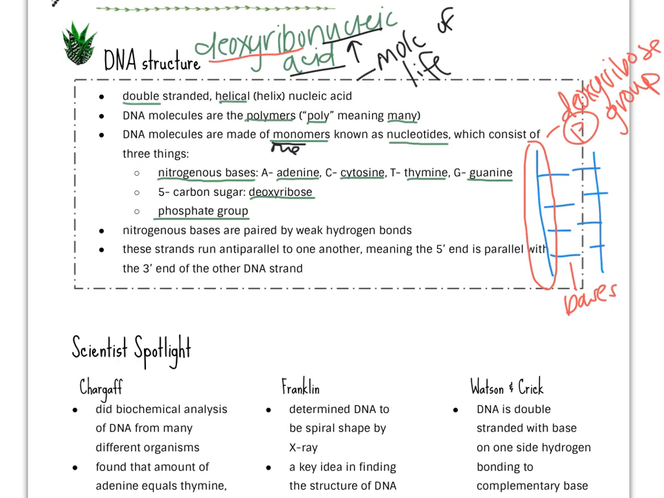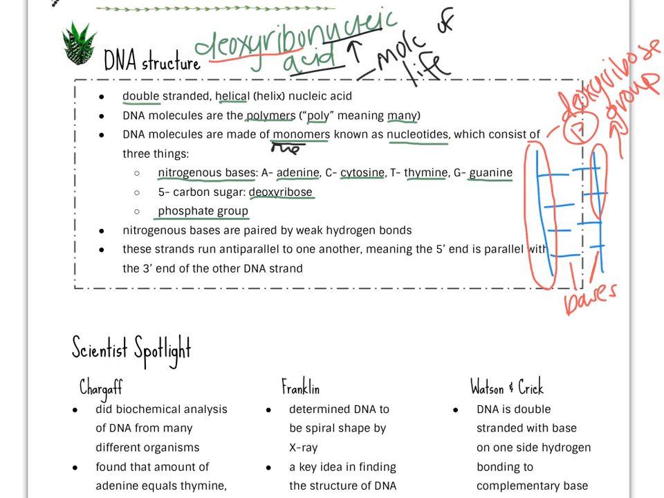So the bases are connected to the backbone, which is the phosphate and deoxyribose. And so this side is one strand. That is one strand. And then the other side is the same thing, just the complement, which we'll talk about. But this is also a base. And then this entire thing is the deoxyribose and the phosphate group.